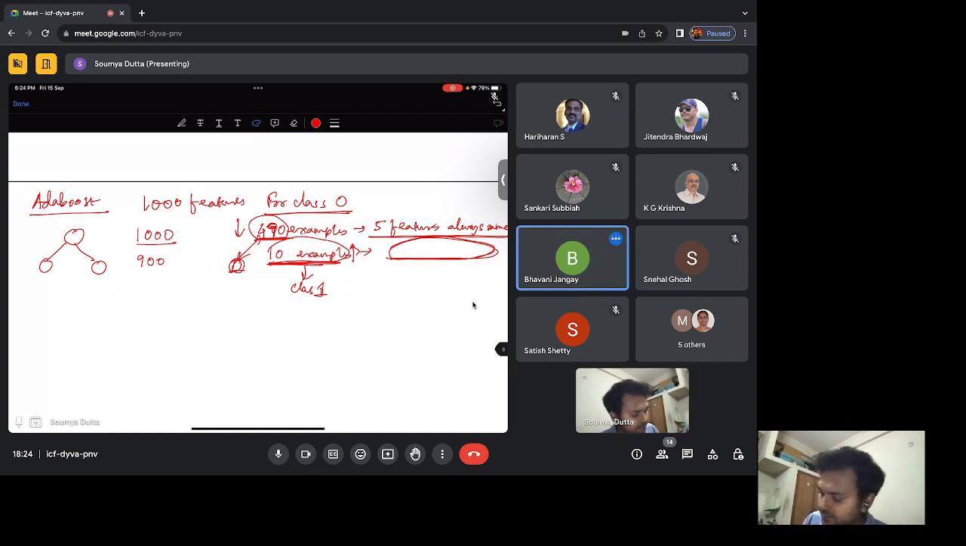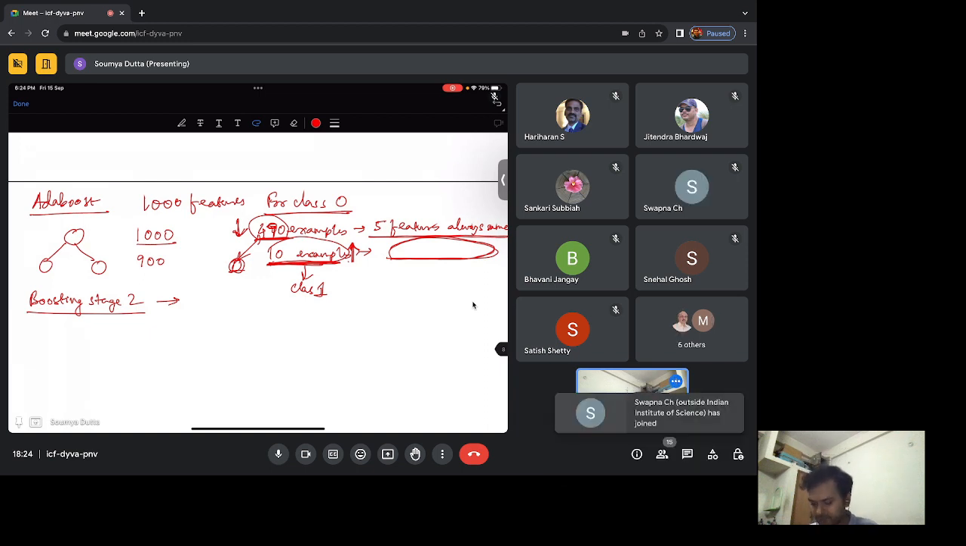So now when this 490 is downweighted and this 10 is upweighted, you will receive another classifier which will look at these 10 examples and try to classify them correctly. So now let's say I have boosting stage 2. In boosting stage 2, I will say, okay, these 10 examples I have to classify correctly, and these 490 examples I have to classify incorrectly.